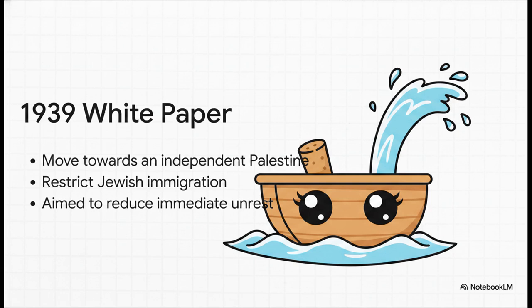Instead of partition, the 1939 White Paper formally proposed moving towards a single, independent Palestine within 10 years. And critically, in an attempt to appease the Arab Revolt, it heavily restricted Jewish immigration into the mandate. The goal was to reduce immediate violence. But remember our metaphor, plugging one hole in a leaky boat just caused the water to violently burst through another.